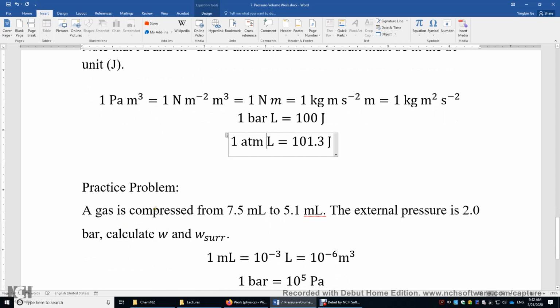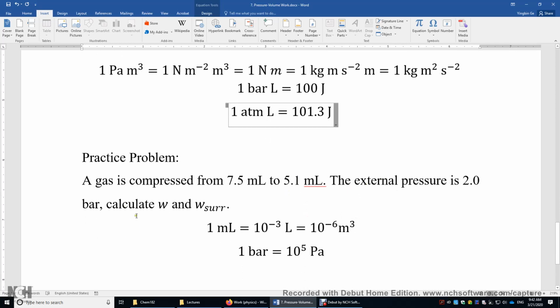Now let me give you a practice problem. A gas now is compressed from 7.5 milliliters to 5.1 milliliters. The external pressure is 2.0 bars, and you may assume the pressure of the system is equal to the external pressure. Now calculate work and work of the surroundings.